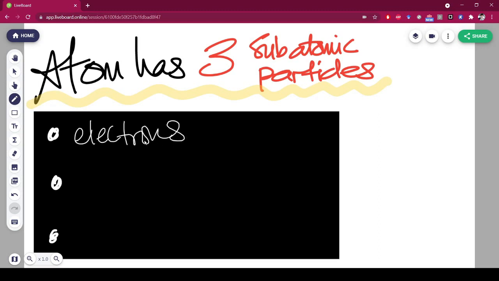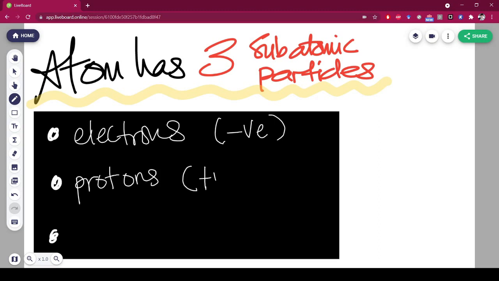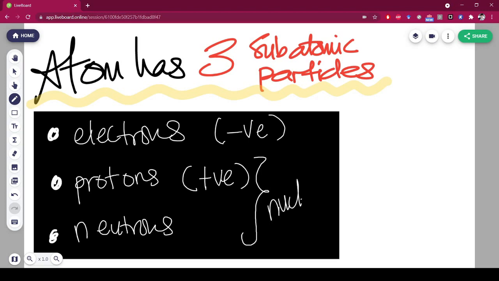The first super tiny particle that we're going to talk about is the electron. Atoms have electrons, and electrons are always negatively charged. They will be surrounding the nucleus. And inside the nucleus, you have protons, which are positively charged. And of course, in the nucleus, you also have neutrons. So for these two, you will find them in the nucleus.